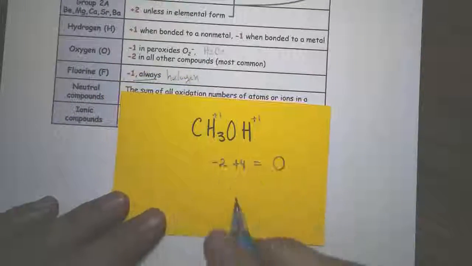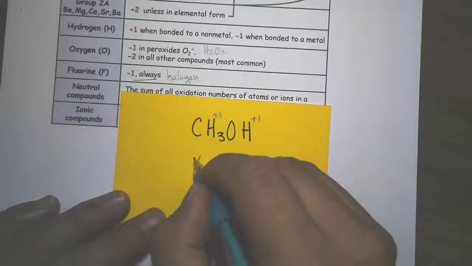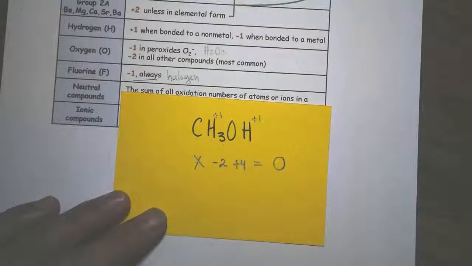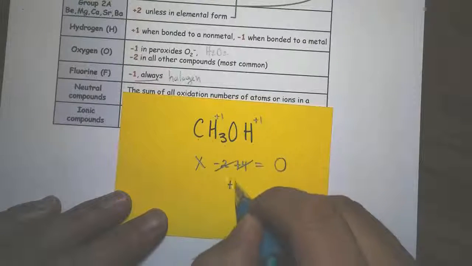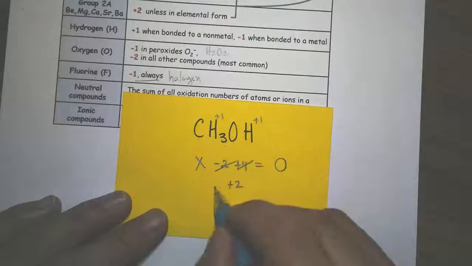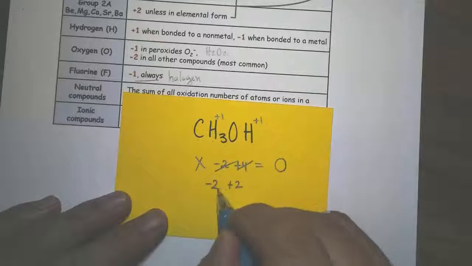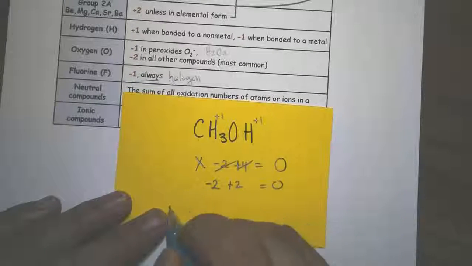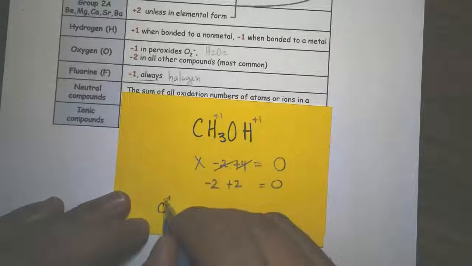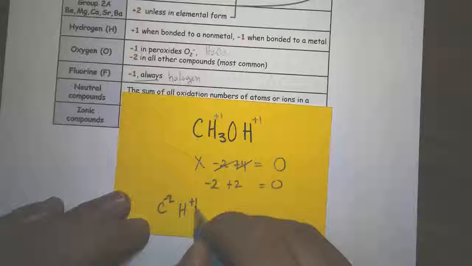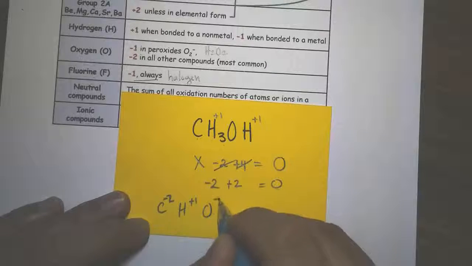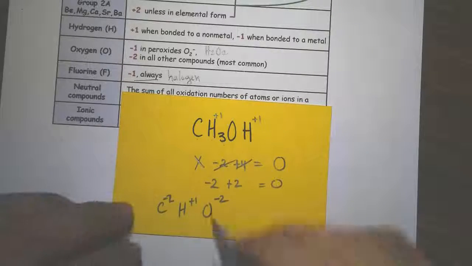We don't have a rule for carbon, so we put an x there. What is x going to be? Of course, the +4 and -2 combine to give us +2, so x must be -2, and -2 and +2 give us 0. So we have C equal to -2, H equal to +1, and O equal to -2. And again, if we have a number right here, it doesn't really matter.